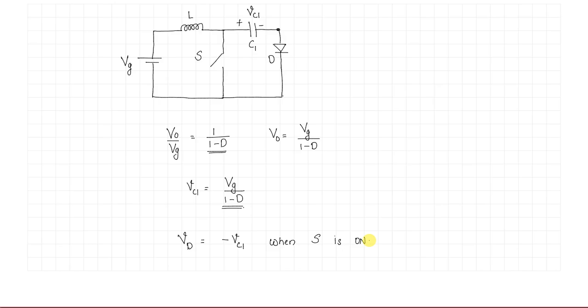And when S is off, what should be that voltage? When S is off, the diode is conducting, and therefore the voltage across the diode is going to be 0 when S is off. And this interval lasts for a duration of D times Ts, where D is the duty ratio, and this happens for 1 minus D times Ts.